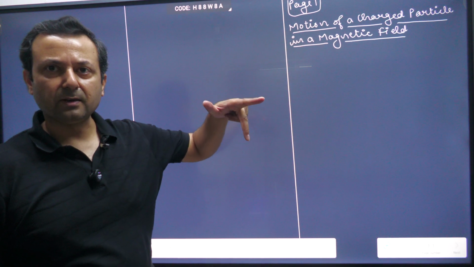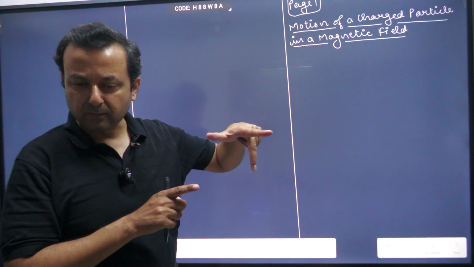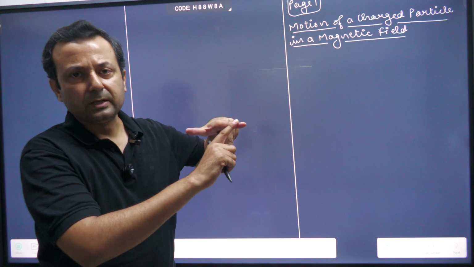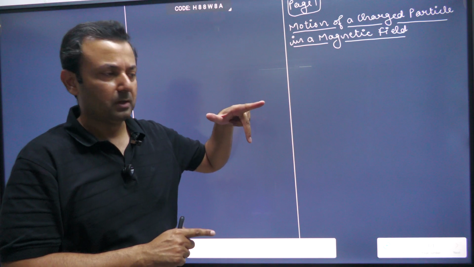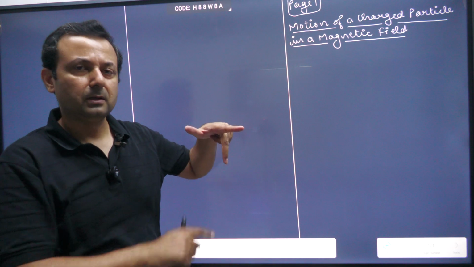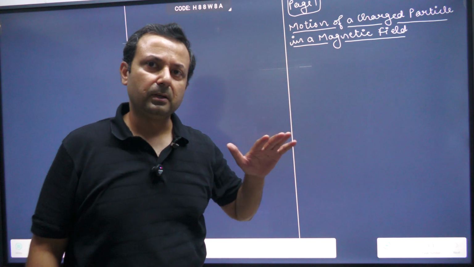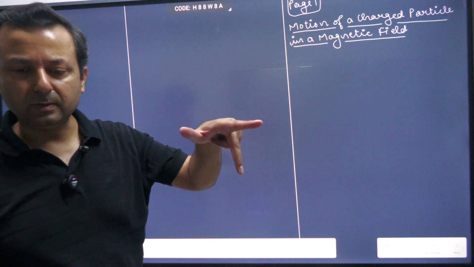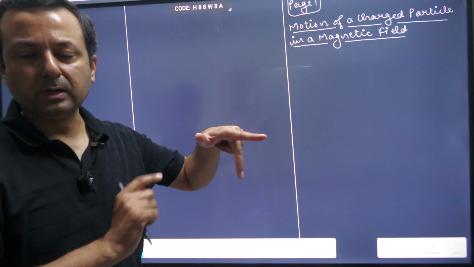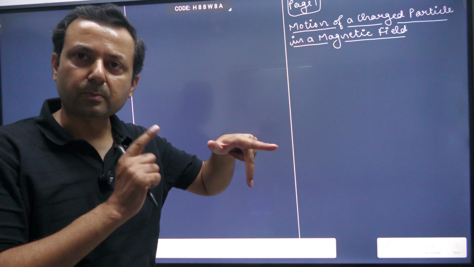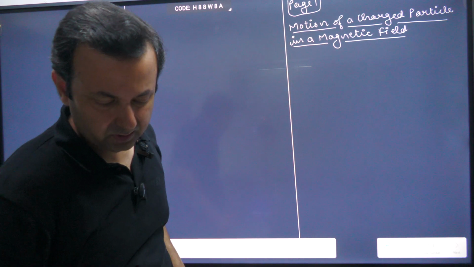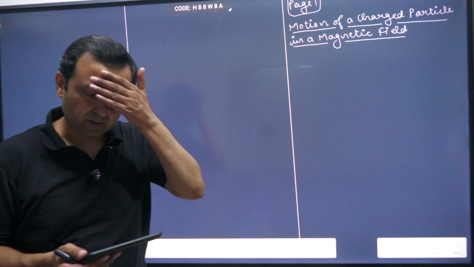This is Fleming's left-hand rule. In Fleming's left-hand rule, the thumb indicates the direction of force, the index finger indicates the direction of magnetic field, and the central finger indicates the direction of current. All these three parameters, force, magnetic field and current, are orthogonal to each other. Orthogonal means they are all perpendicular to each other. So keeping this in mind, let's start with the motion of a charged particle in a uniform magnetic field.